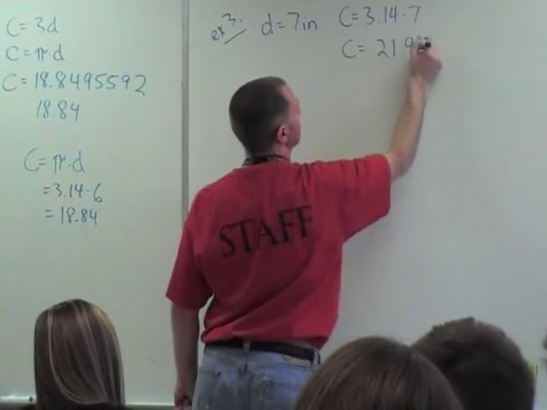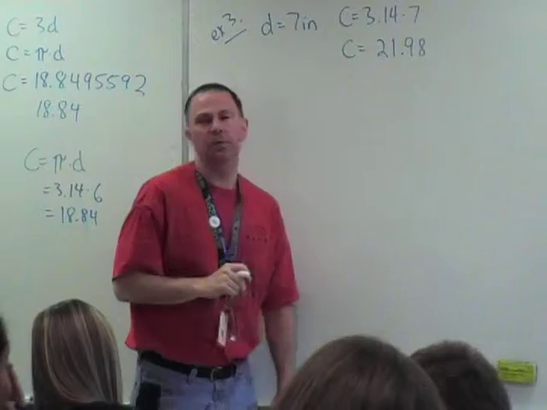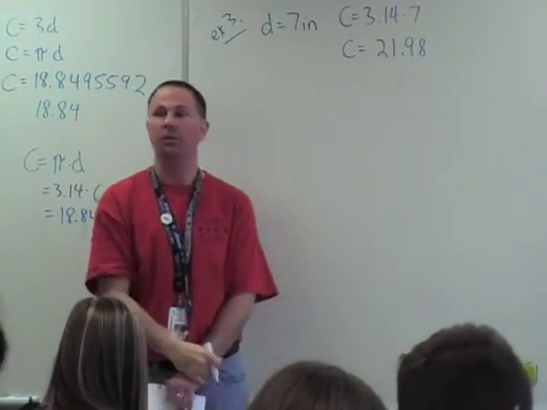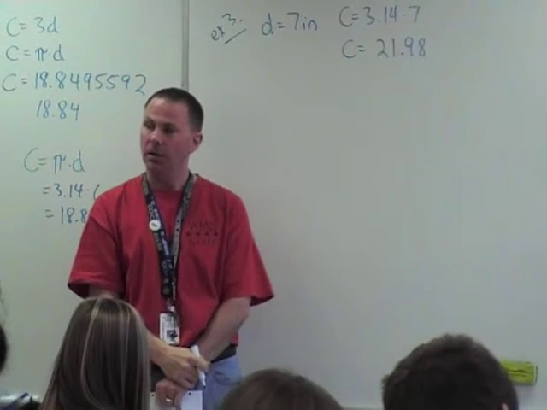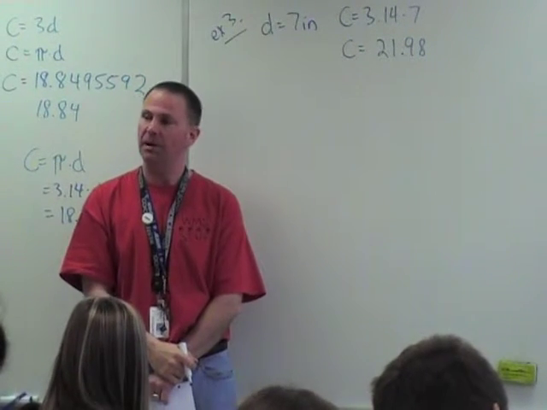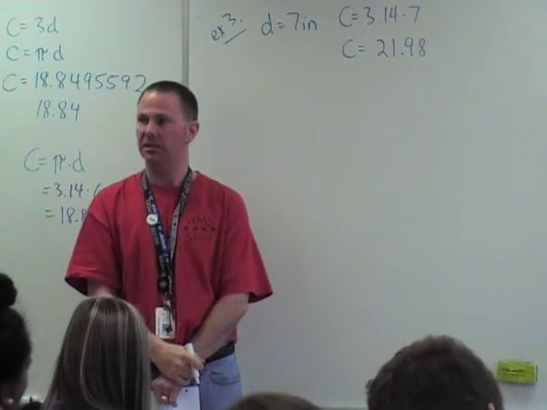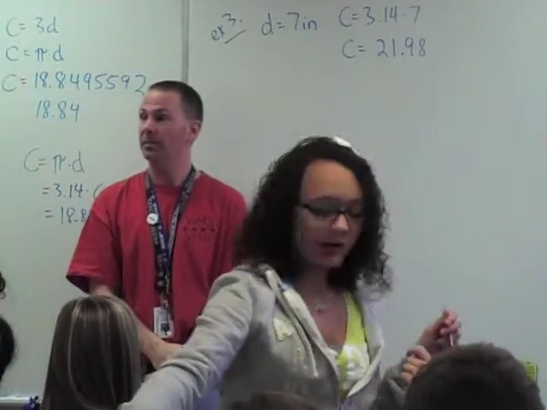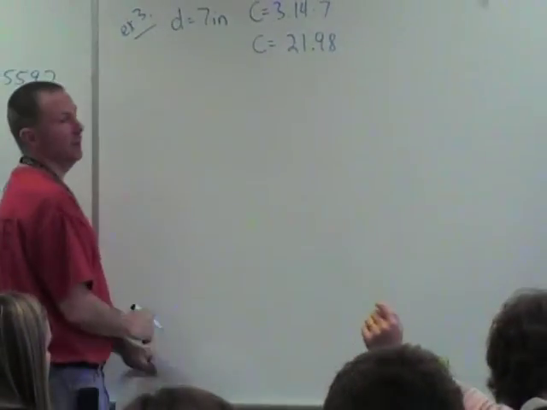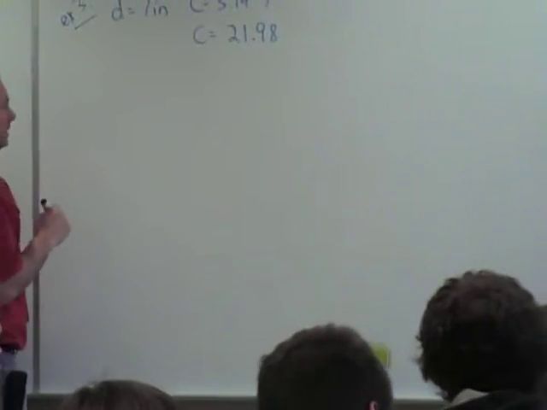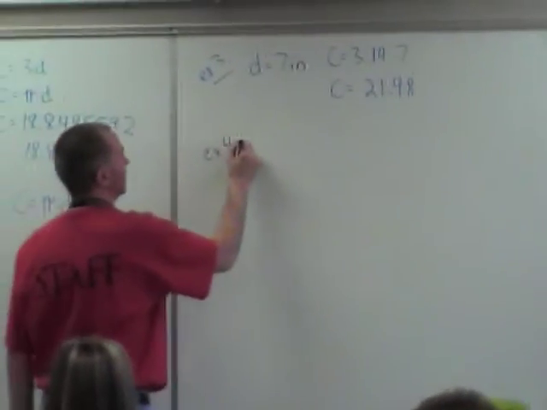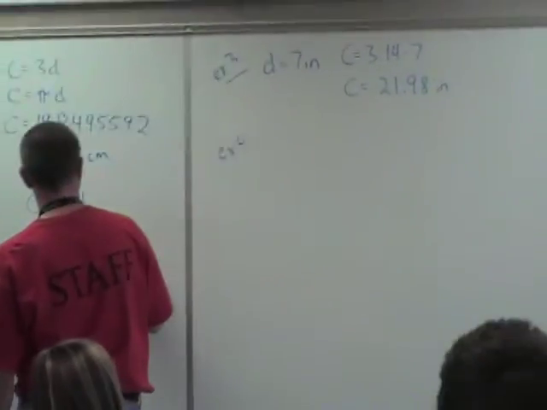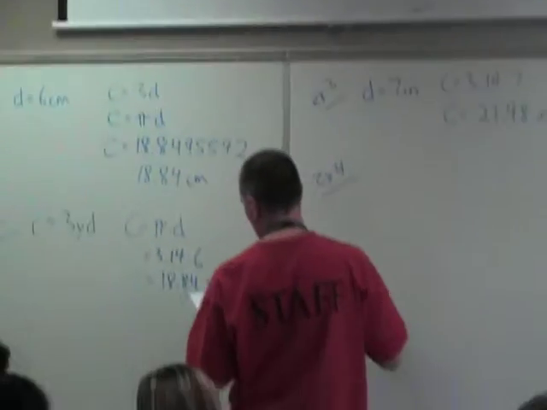21.98. What if I said round to the nearest tenth? What would you get, Branson? 22.0. And you do want to say 0.0 because that makes everybody understand that you had rounded it to that position, and they don't think it's exactly 22 that way. Yes, you need to put the units down. So, inches, what do we have over here? Centimeters and yards.